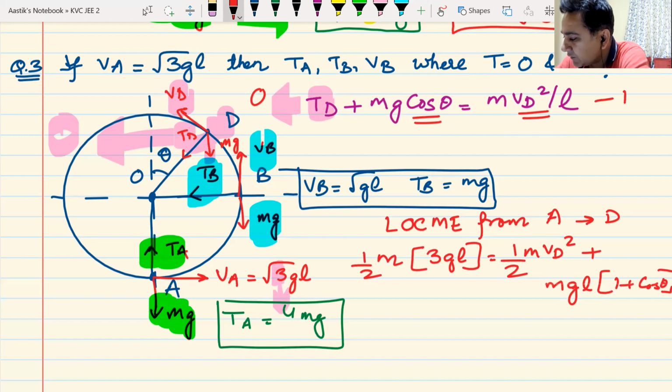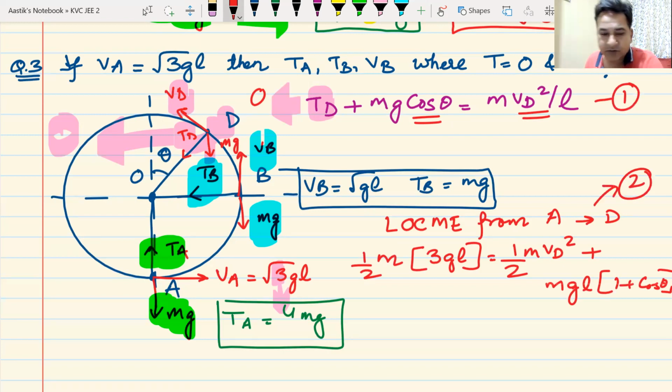From here, using equation number 1 and equation number 2, I can calculate the value of cos theta. If I get the value of cos theta, I will be getting the value of VD as well. I leave that task for you to solve. I hope you can solve this. Yes, okay, you will be able to solve this. So that finishes this part.